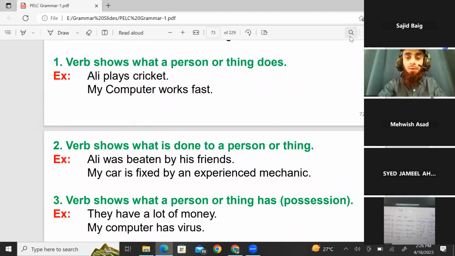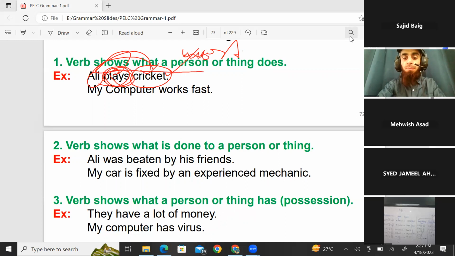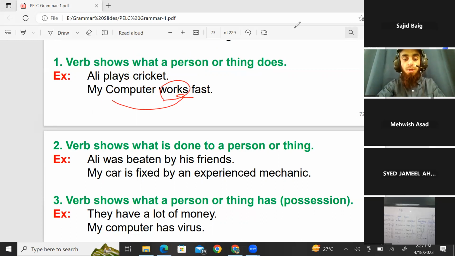Now, a verb shows what a person or thing does. Ali plays cricket. What the person has done, he has played. He has played what? He has played cricket. The action that is shown to us by a word is a verb. Another thing, a verb also shows what a thing does. The computer is a thing. My computer works fast.